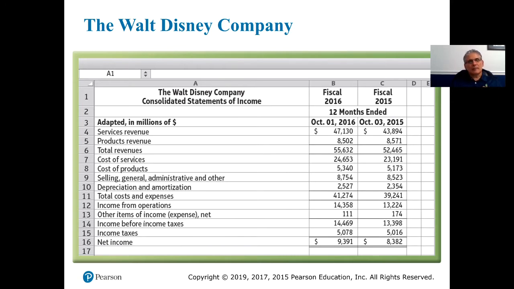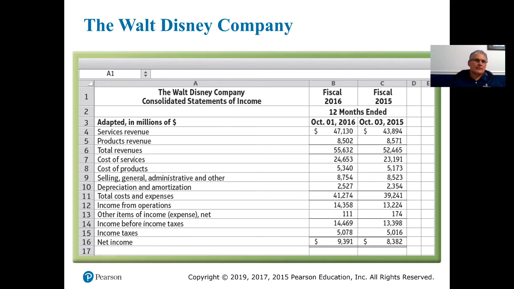When we're talking about a company that's generating revenues and then has corresponding expenses, we want to know whether or not the company is actually making money, if it's profitable or not. This statement tells us whether or not it's profitable. So for 2016, as an example, you'll see that net income appears to be $9,391.